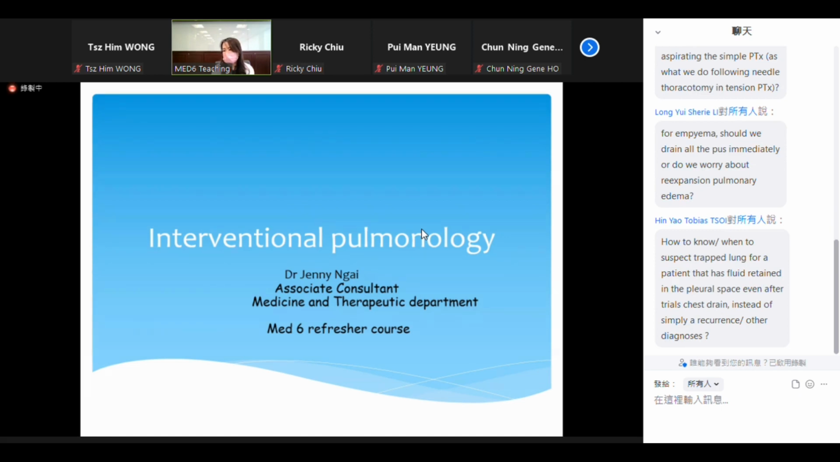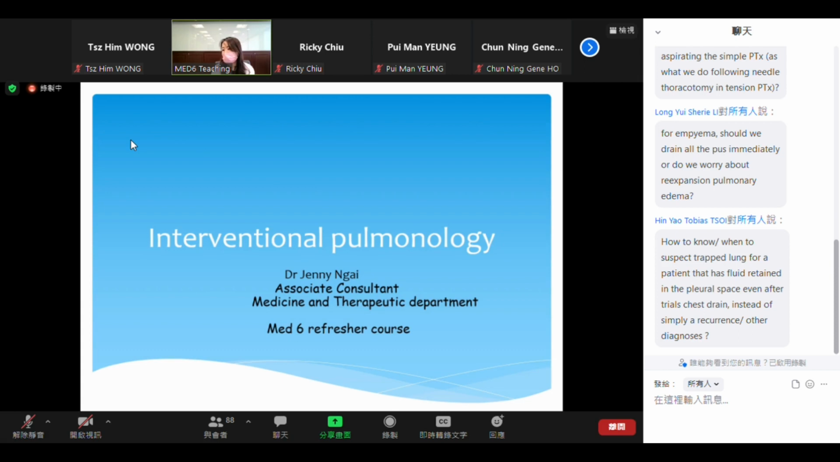So usually in the clinical setting, there won't be a large volume of pus, usually less than 500 ml of pus. Then the patient is already very septic. So we won't really drain 1 liter, 2 liter of pus. We usually worry about re-expansion pulmonary edema in pleural effusion. It's not really in the empyema case.